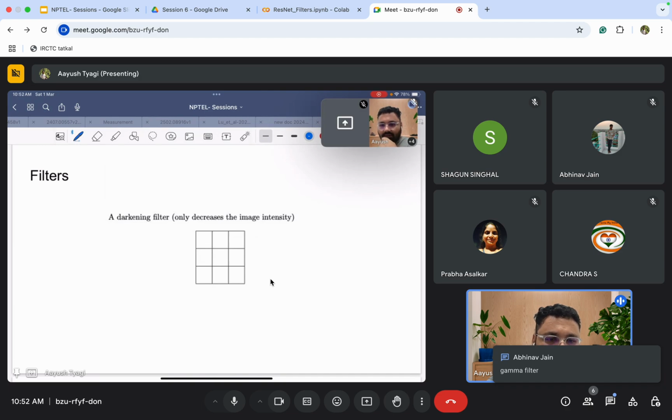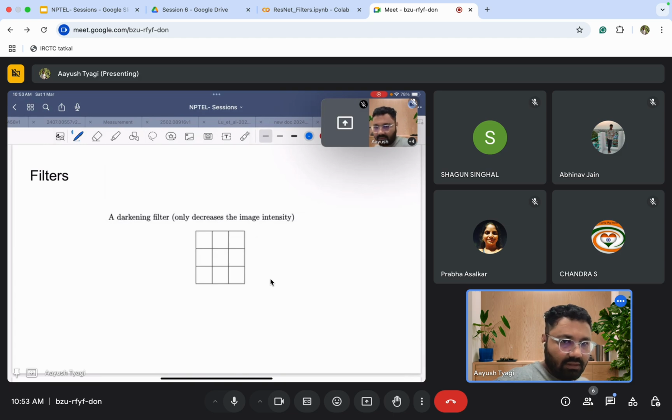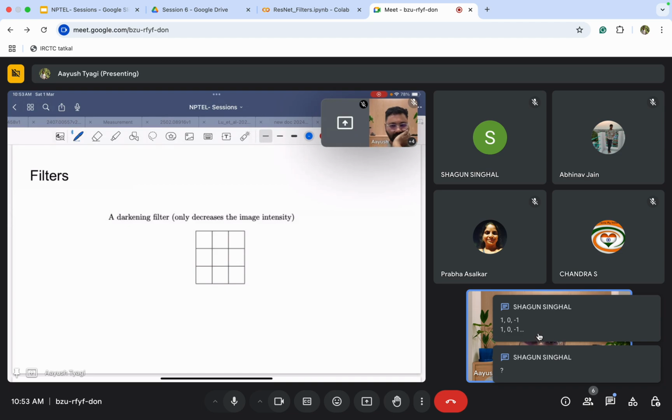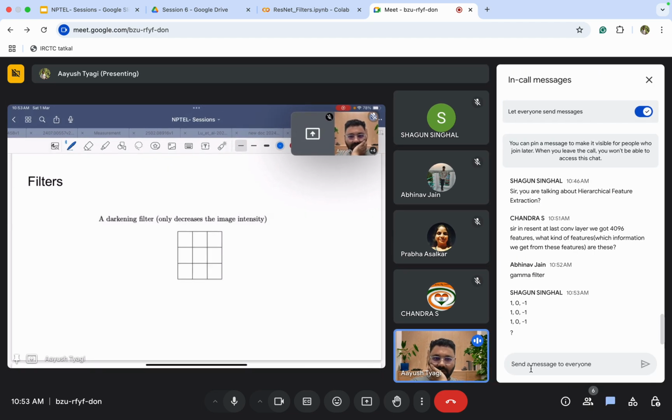Can you just write the values? What is the gamma filter and how does it work? So Shagun suggested a gamma filter actually. So let's see. If you want, you can unmute and explain. Okay. I'm not sure about the gamma filter. I think I see this as a Sobel filter.